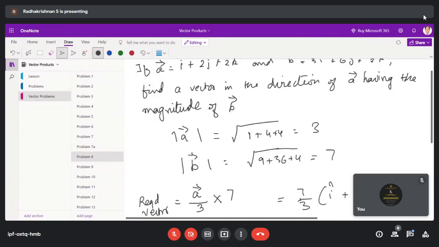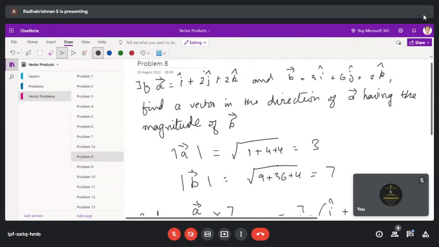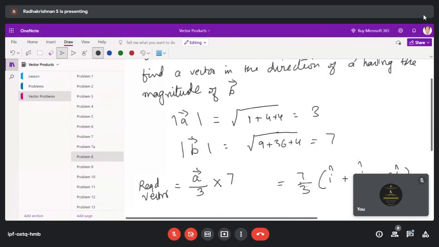A and B are two different vectors having different magnitudes. So we want to find a vector in the direction of A, that means parallel to A, but with the magnitude of B. Its current magnitude is 3, and we want to find the vector which has the magnitude of 7 in the same direction. So we divide by 3 to get a unit vector, and multiply by 7 to get magnitude of 7. So that is 7 by 3 into the A vector.